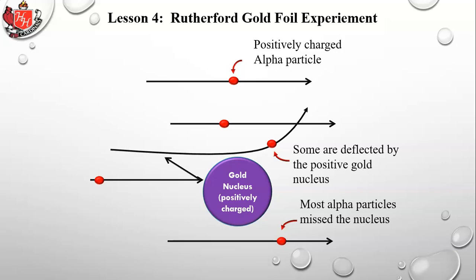Some of them would get close to the nucleus, which is, remember, positively charged also. And what that would do is they would repel each other. The nucleus would repel the alpha particles and cause them to curve away. But occasionally, a few hit directly and bounce straight back, or pretty close to straight back. And that's what amazed Rutherford about what he was seeing.